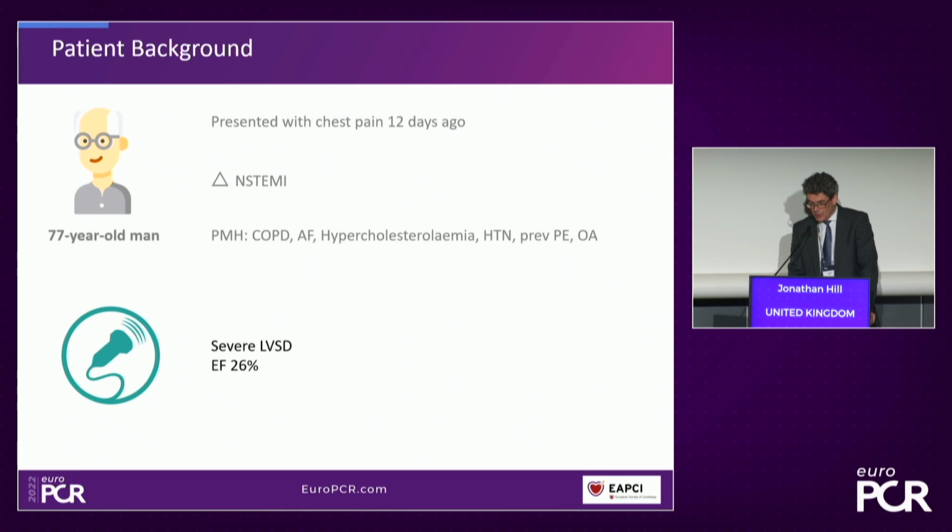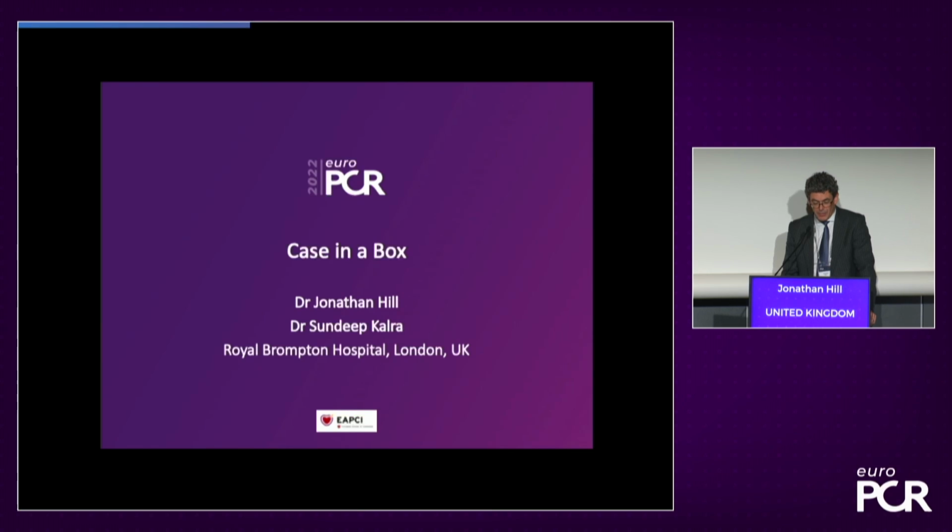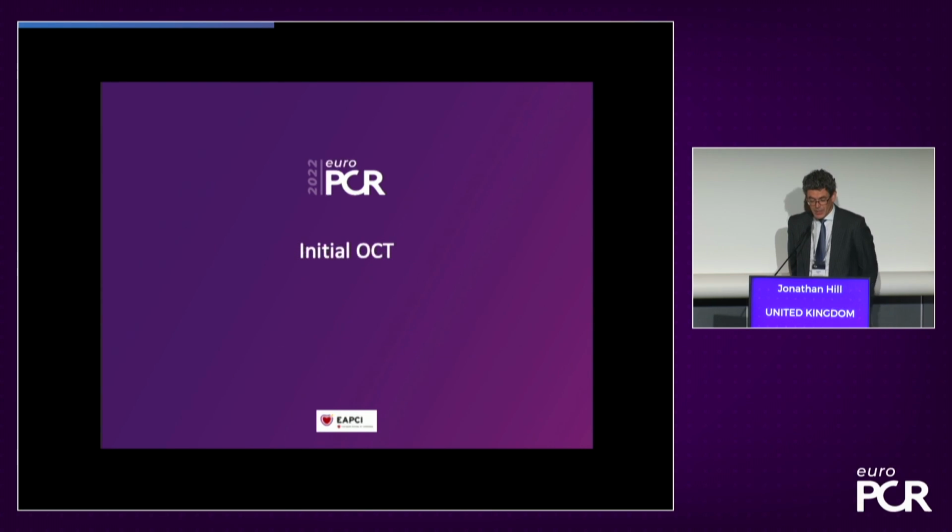Unfortunately, in the context of this presentation, he had an echocardiogram as part of his initial assessment, which showed severe left ventricular systolic dysfunction with an EF of 26. So, without having seen the angiogram and knowing that he probably had significant coronary disease, we were preparing to do an impeller-supported PCI. Now, I'm actually going to go straight into the case rather than having any discussion.